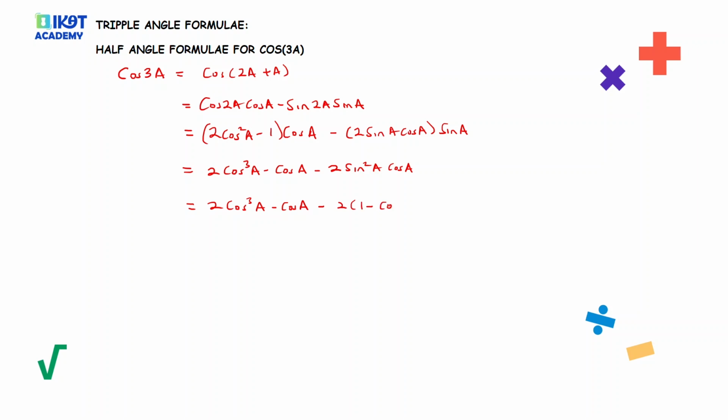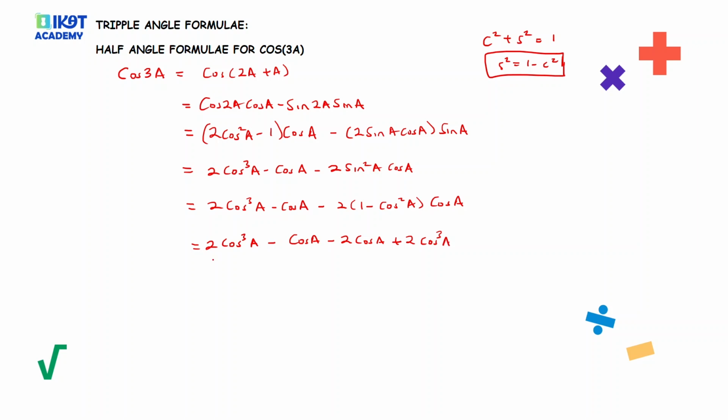Now we have 2 cos cubed A minus cos A minus 2, and we expand sine squared A to be 1 minus cos squared A. Hope you know where that's coming from. It's coming from the identity cos squared plus sine squared is 1, so I just make sine squared the subject. Sine squared will be 1 minus cos squared. That's how I got that. This equals 2 cos cubed A minus cos A minus 2 cos A, and this now becomes plus 2 cos cubed A. This becomes 4 cos cubed A minus 3 cos A. This is the triple angle formula for cos 3A.